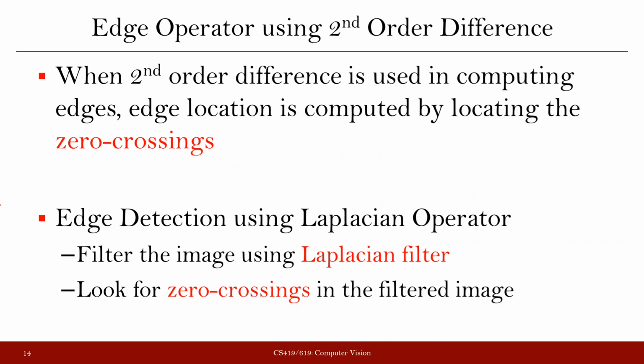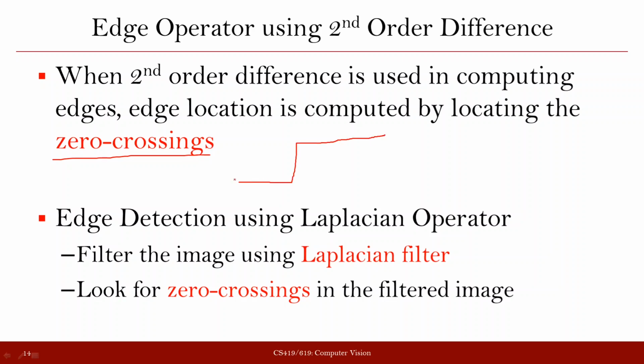So if you remember, in the last class we discussed that when we are using the first order derivative in the gradient image, we look for the places where you have high values, and those high values correspond to the edge pixels. But when we are using the second order derivative, the pixels where you have 0 value correspond to the edge. If you don't remember, I can draw it again.